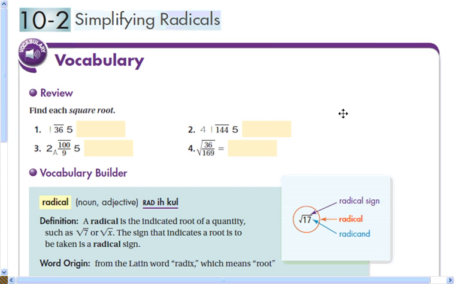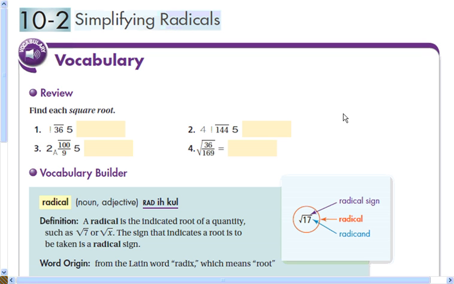Hey students, this is lesson 10-2, part 1, simplifying radicals. We're going to learn how to simplify radical expressions, and what it means to be a simplified radical expression. Take close attention to this vocabulary because there are some important words here.